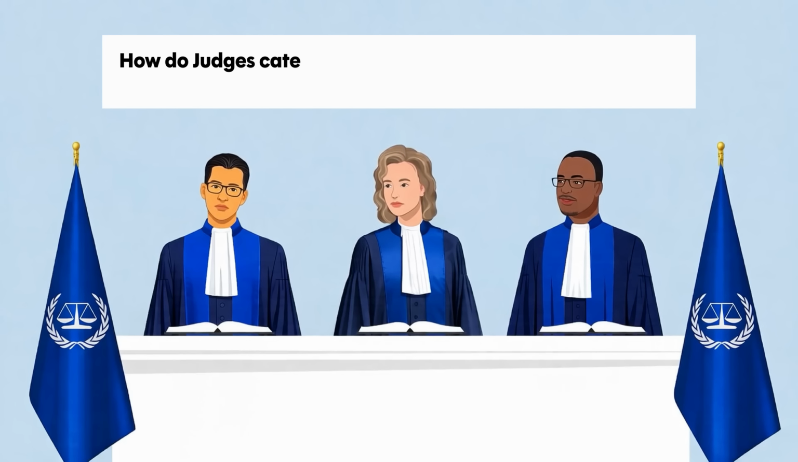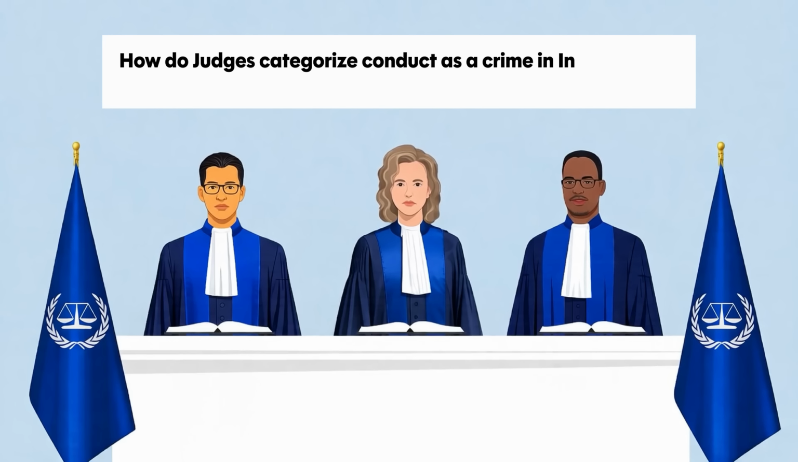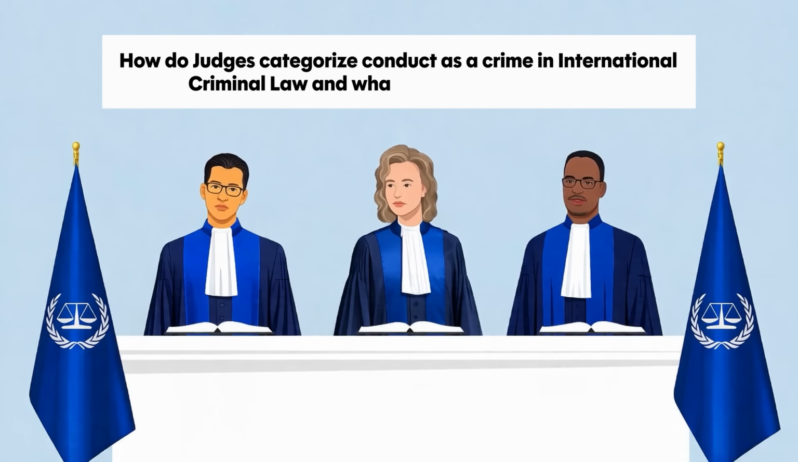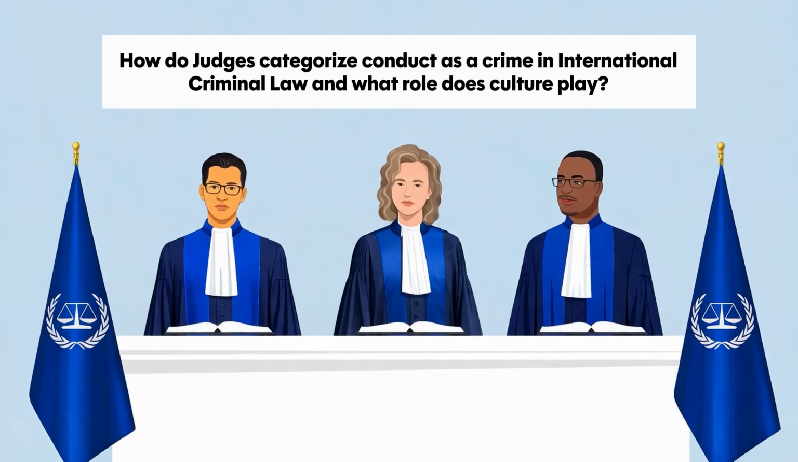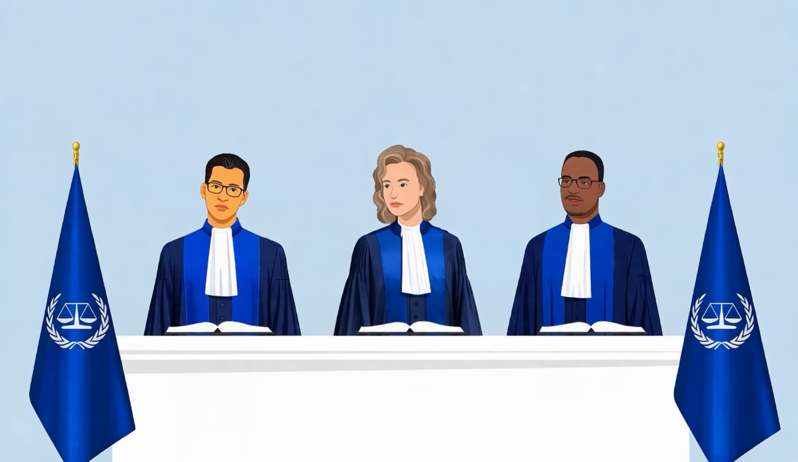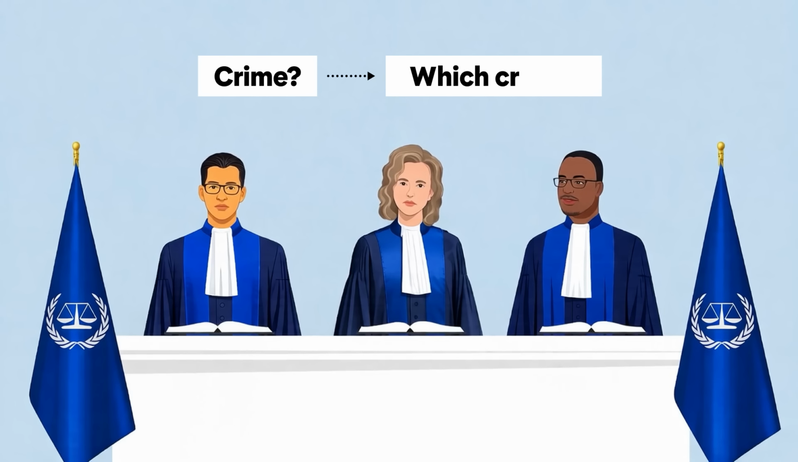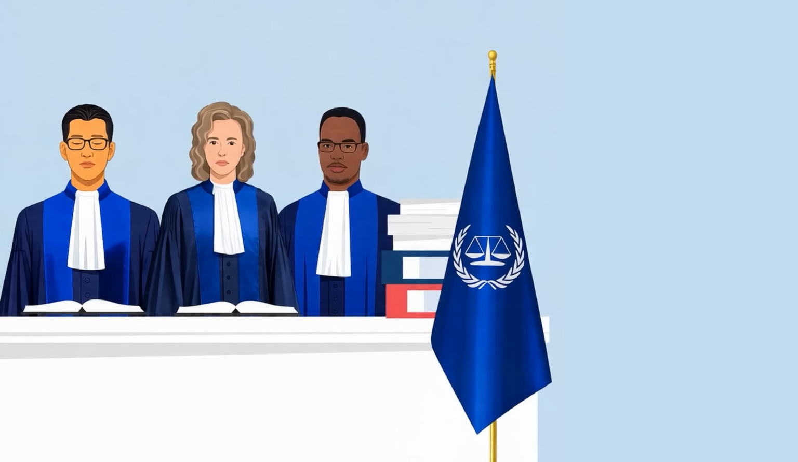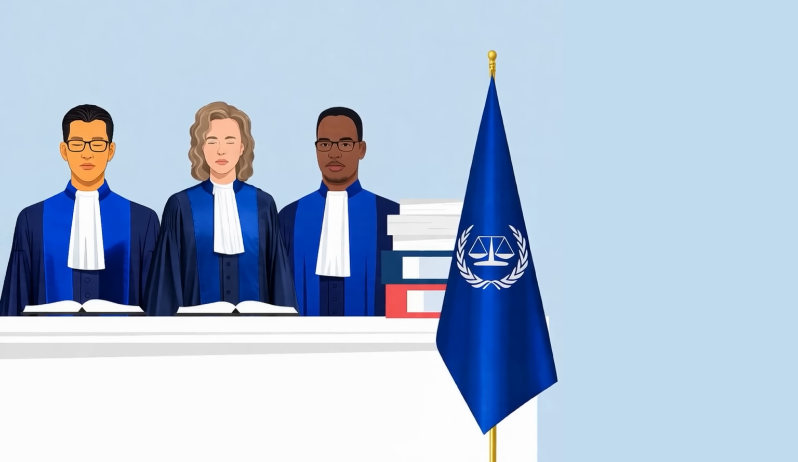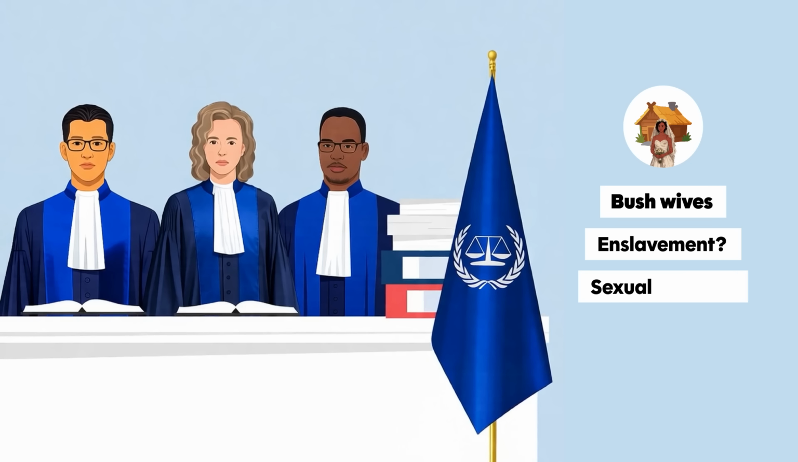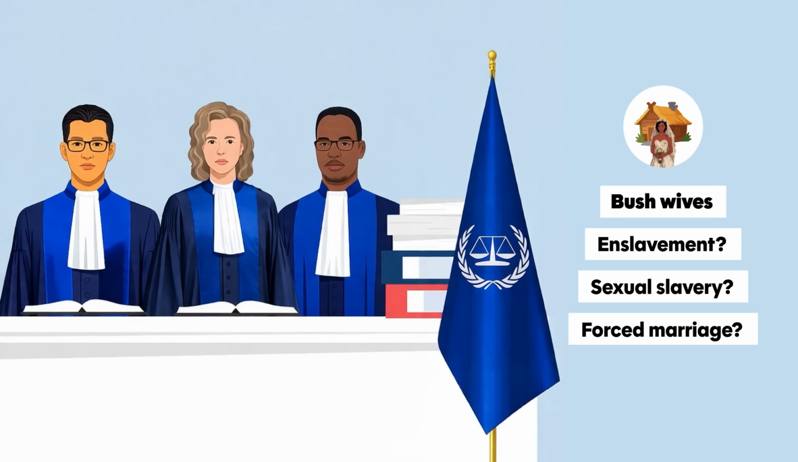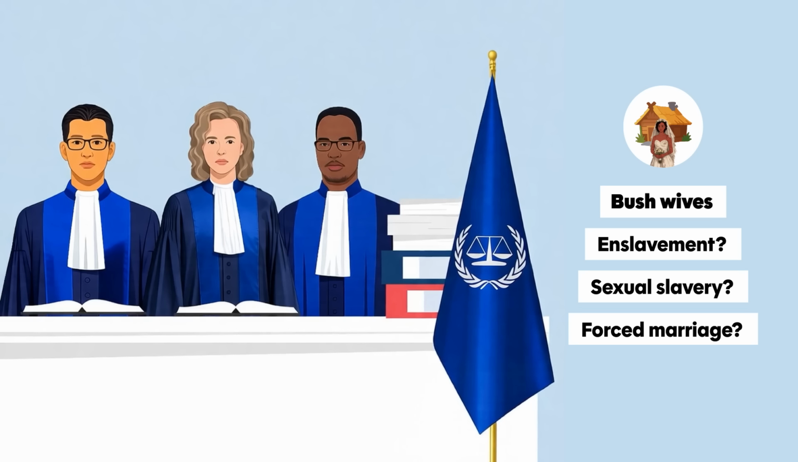How do judges categorize conduct as a crime in international criminal law, and what roles does culture play? How do judges decide what counts as a crime and which crime? Take marriage. In some cultures, it's defined by family consent or monogamy. In others, by religion or ritual. What if judges must fit these diverse practices into fixed legal categories?